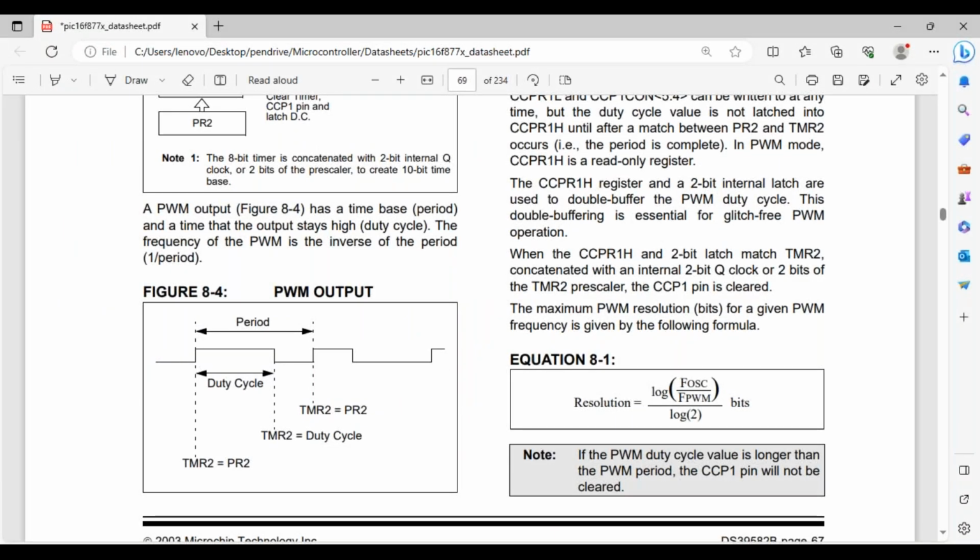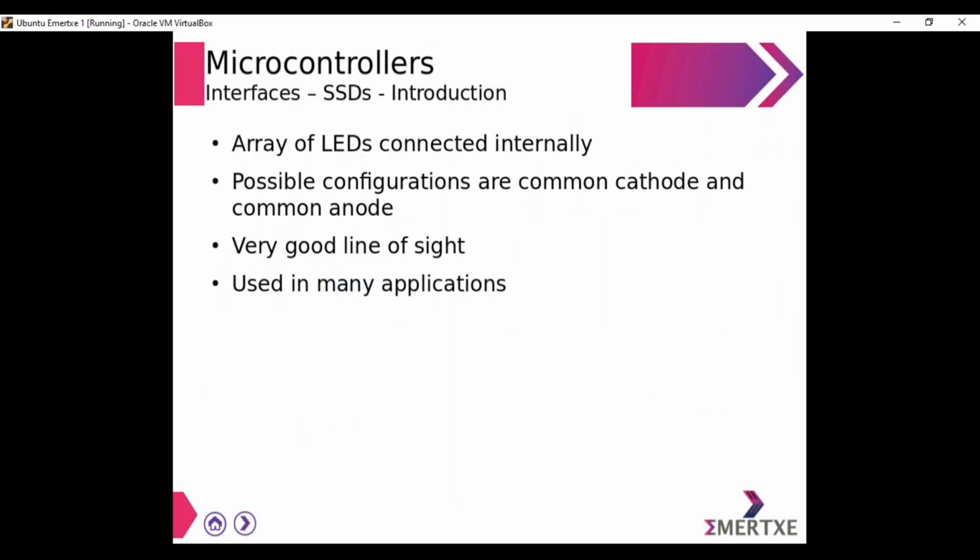So after that, what else do we have? SSD is nothing but an array of LEDs connected internally. The possible configurations are common anode and common cathode. Now, the biggest advantage of using the SSD is it has a very good line of sight. Good line of sight in the sense, even from a farther distance, you will still be able to identify what exactly is being displayed. So that is one of the biggest reasons why SSDs are commonly used.